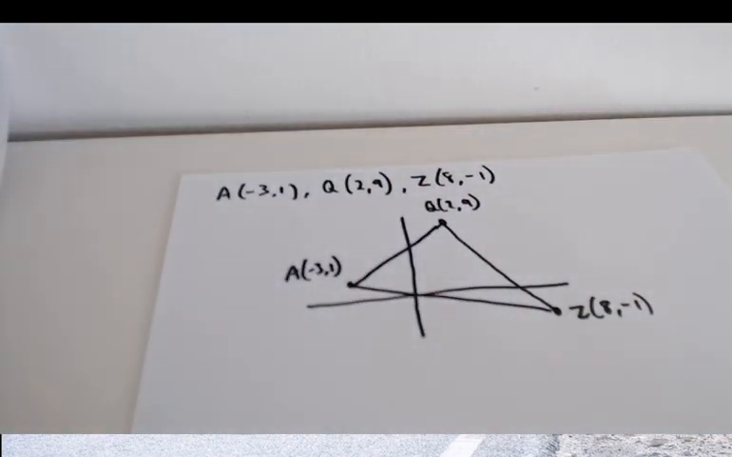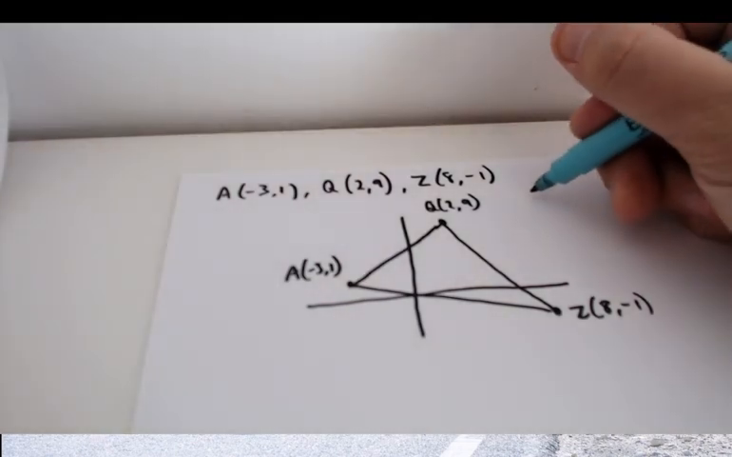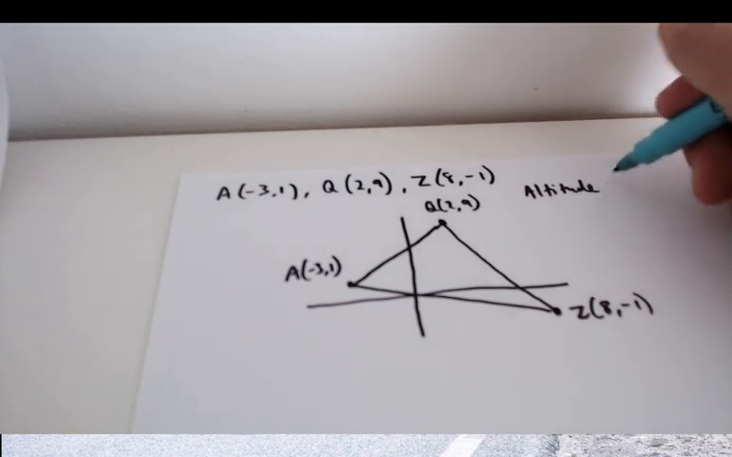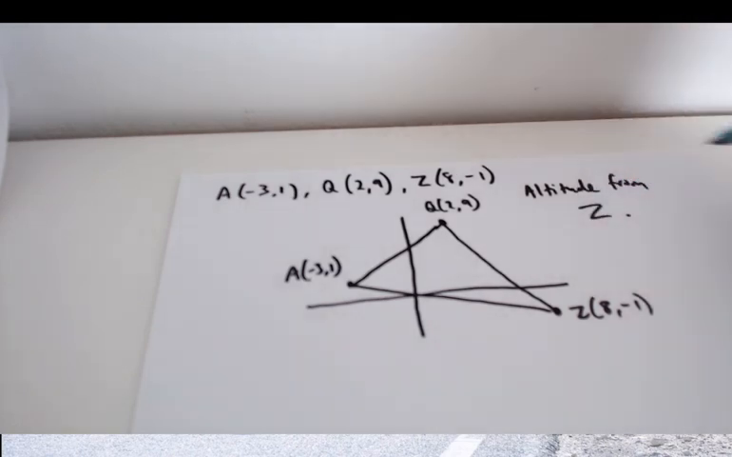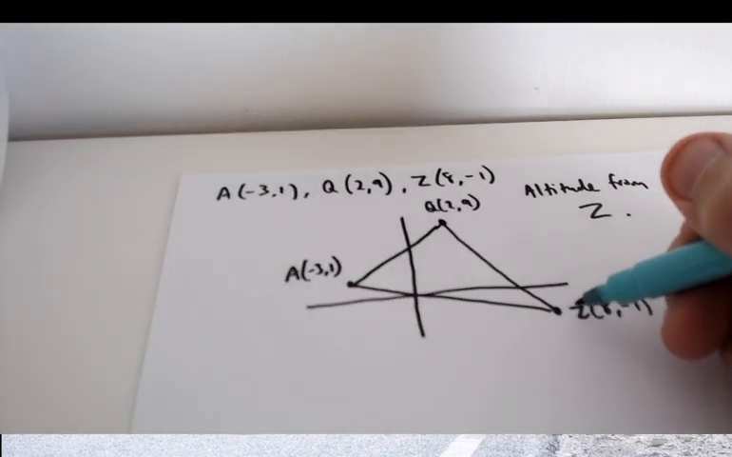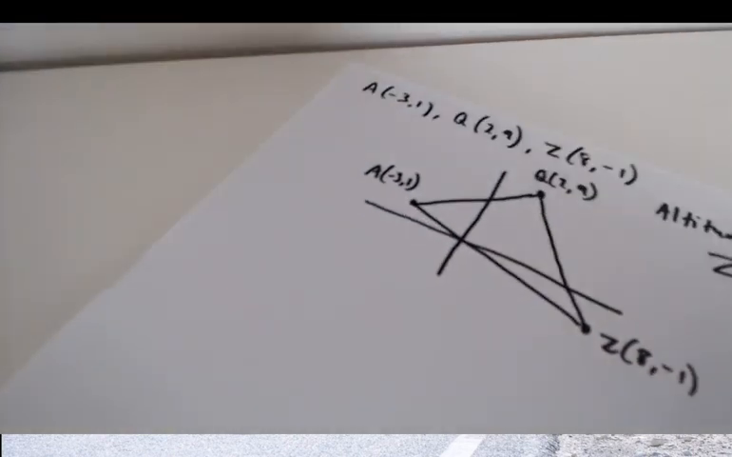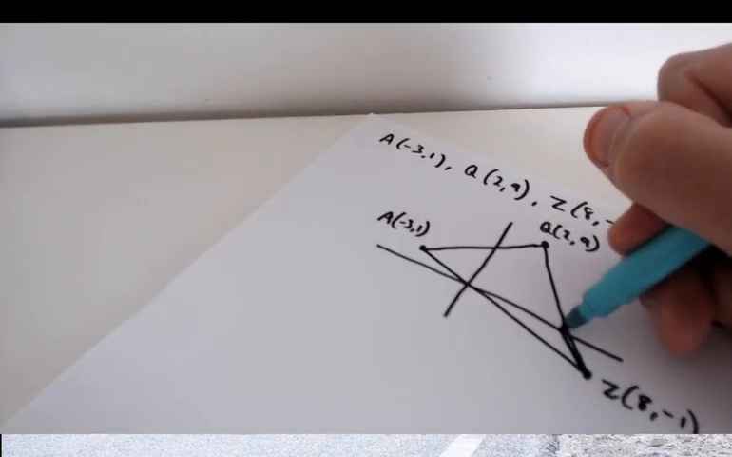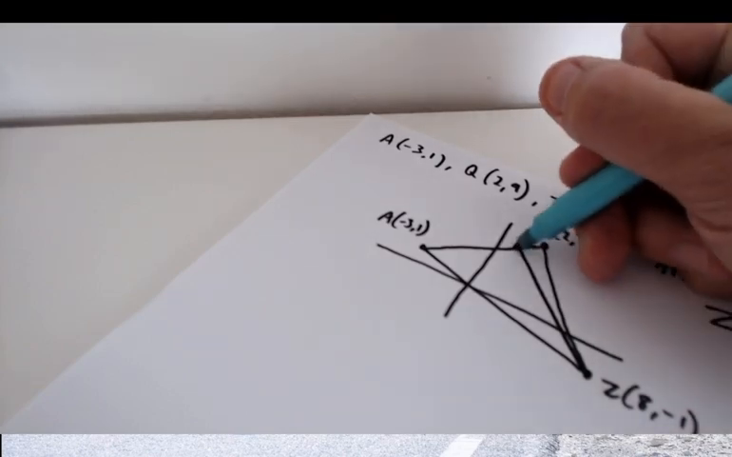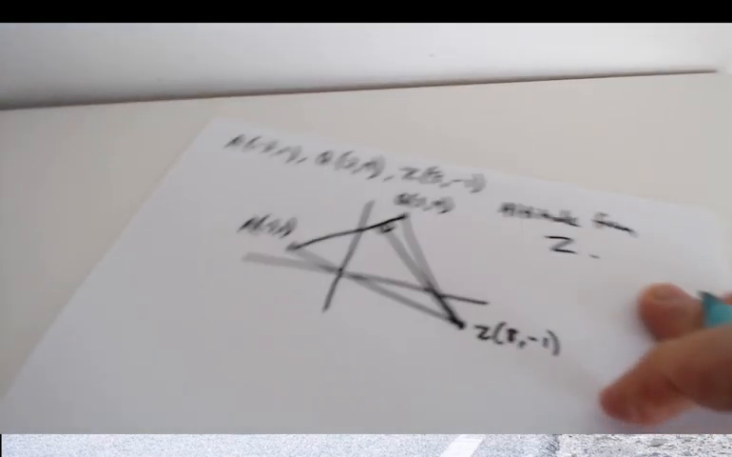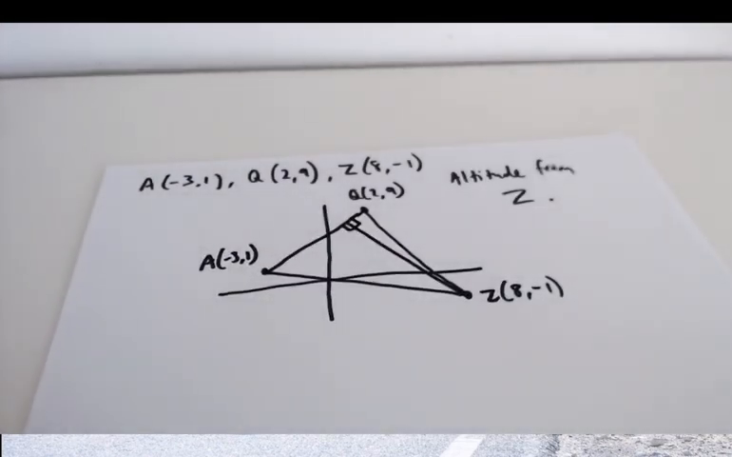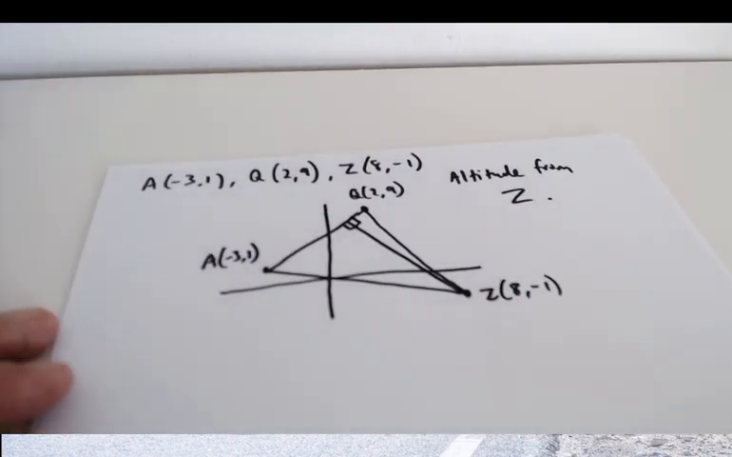Okay, I've not told you the question yet. I've not told you where I want the altitude from. So let's say for this one, I want the altitude from Z. Okay, so I need to start at Z, I need to draw a line to the other side, and I need to make a right angle. It'll be something like this for this one. Like so. So this new line that I've just added in, that's the line I need to find the equation of. So I'll need to get the gradient.